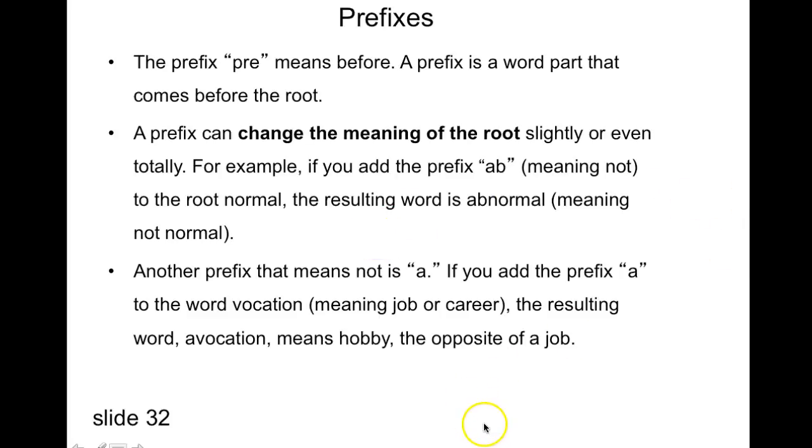Another prefix that means not is a. If you add the prefix a to the word vocation, meaning a job or career, the resulting word avocation means a hobby, which is the opposite of a job.